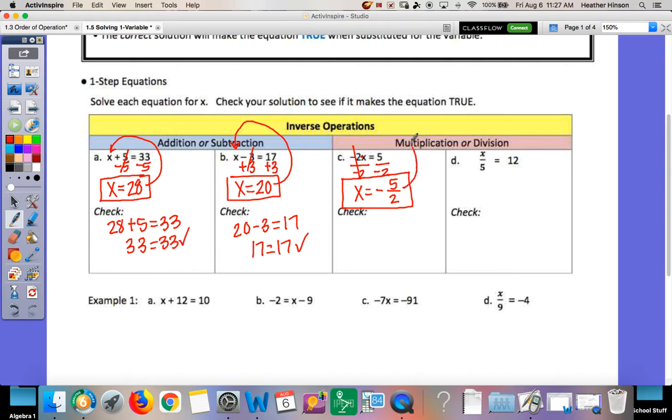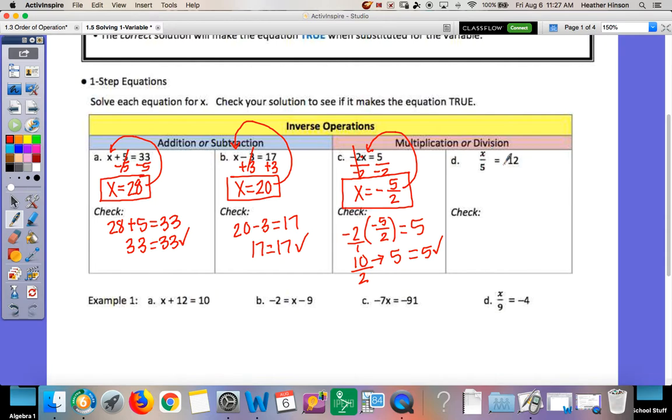So then when I check it, I'm going to plug it back into x. So negative 2 times negative 5 over 2. This is just over 1, so negative 2 times negative 5 is 10. 1 times 2 is 2. 10 divided by 2 simplifies to 5. Does 5 equal 5? Yes. So I know this answer is correct.